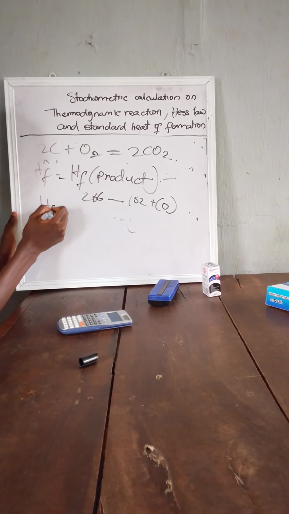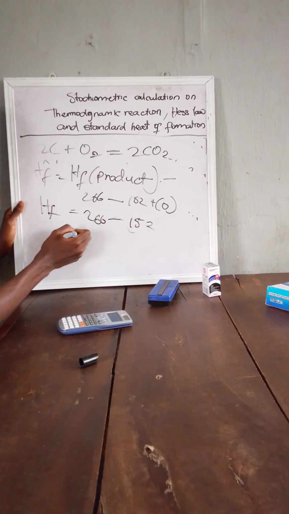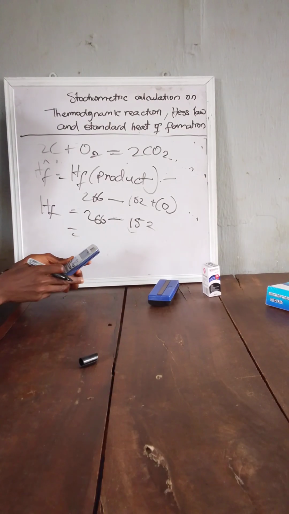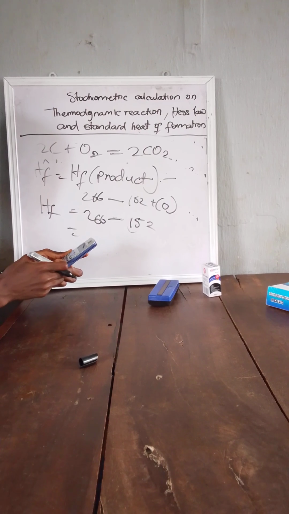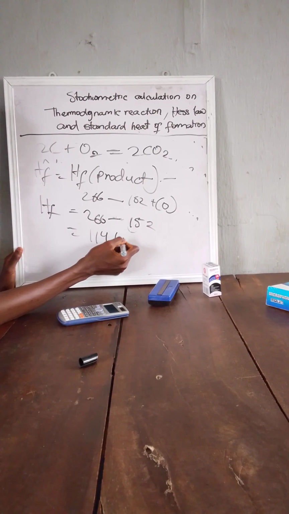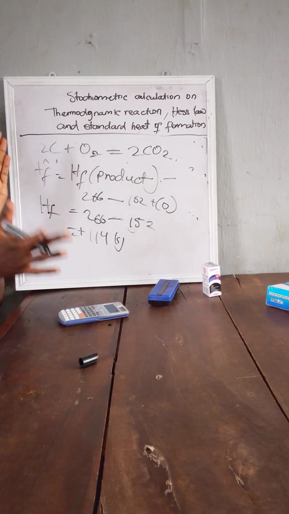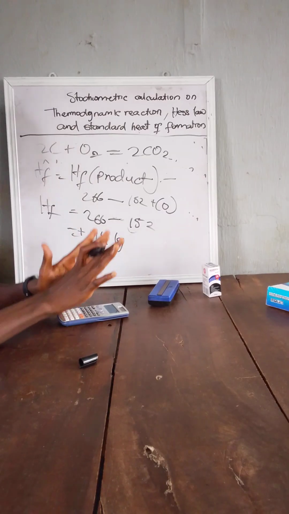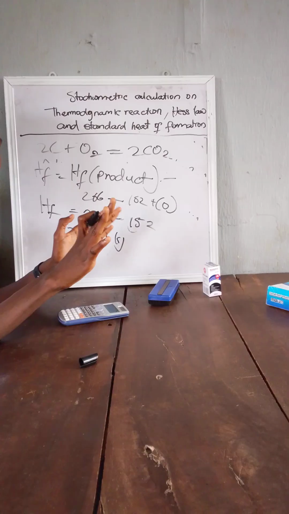So my delta H, my heat of formation, will be 266 minus 152. So my delta H for that particular reaction is 114 kilojoules. Please, these signs are very, very important. So that is the analogy. That's everything you have to understand about thermodynamic reactions, Hess's law, and standard heat of formation. They are very, very simple.